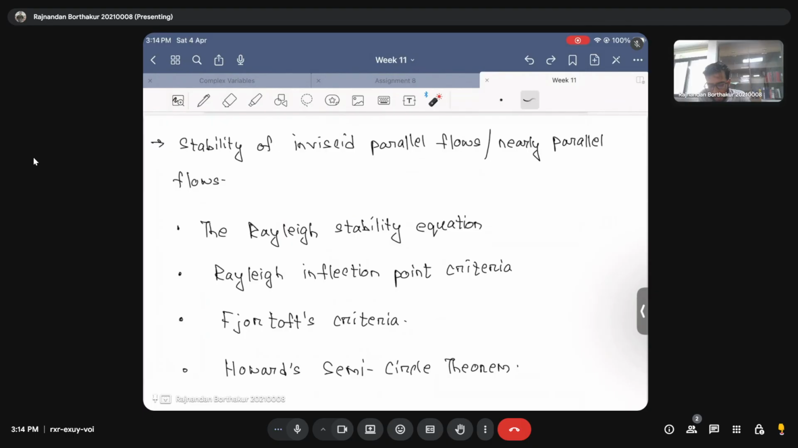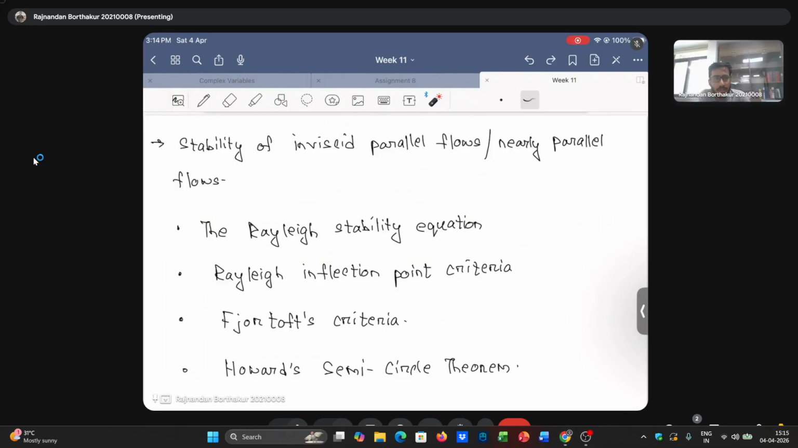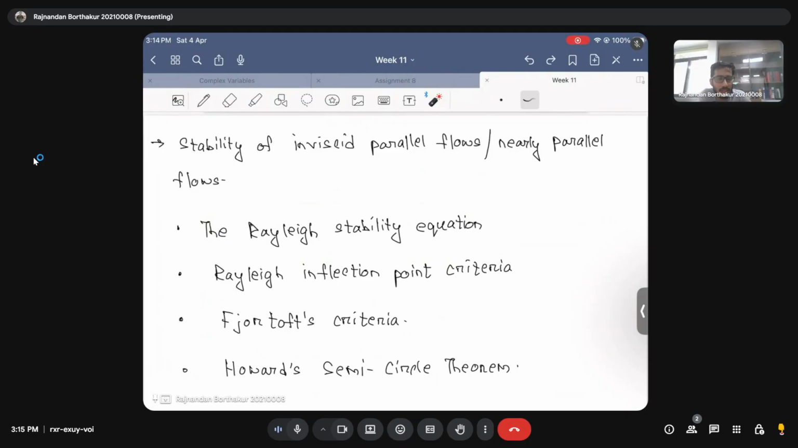We will try to learn the aspects of stability analysis by looking into the stability of inviscid parallel flows, and we will derive something known as the Rayleigh stability equation. That is the overall ultimate objective of the exercise that we'll be starting today. Hopefully we'll finish it by next week, because it's a little bit of a long problem that we'll solve.